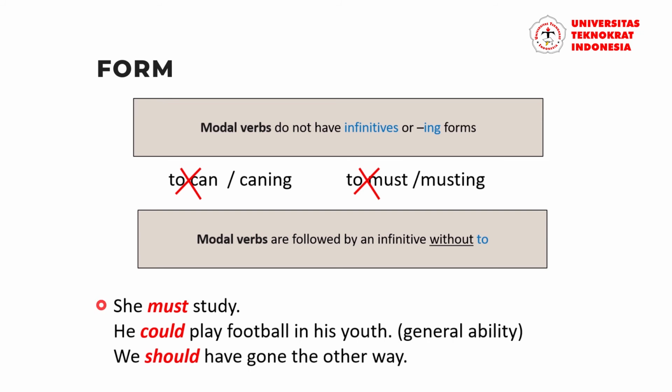Okay, these are some examples. She must study. He could play football in his youth. Or we can use, we should have gone the other way. So if you pay attention to the structure or the formula that I have explained before, it will be simple.